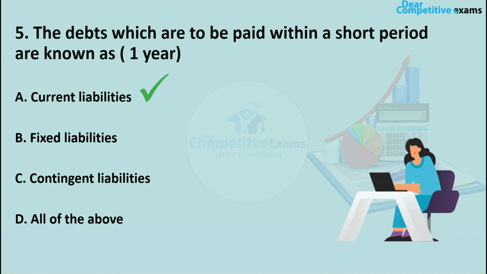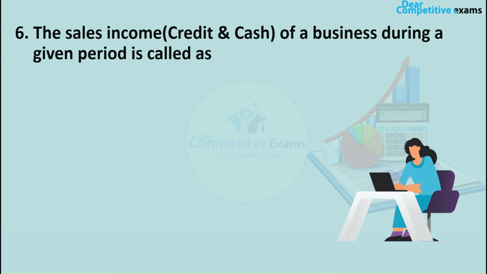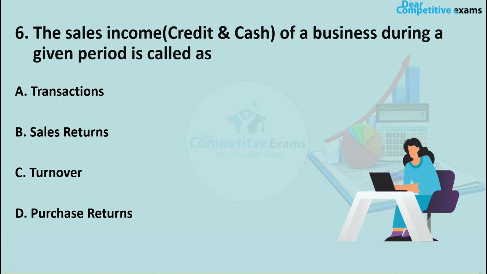Okay, let's go for question number 6. The sales income of a business during a given period is called as. So what do you call that sales income that we gain by doing credit and cash in a business, and that too in a particular period of time? Do we call it transactions, sales returns, turnover, or purchase returns? So what do you call that kind of sale?